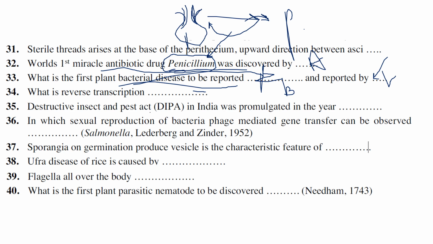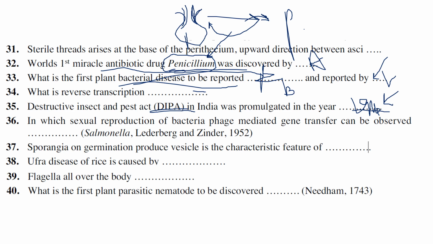The Destructive Insect Pest Act, that is the DIPA Act, was promulgated in the year 1914. This act was first passed in America as a federal quarantine act in 1912. The same act was adopted in India with the name DIPA, Destructive Insects and Pests Act, promulgated in India in 1914. It is a very important one, and a repeatedly asked question as well.